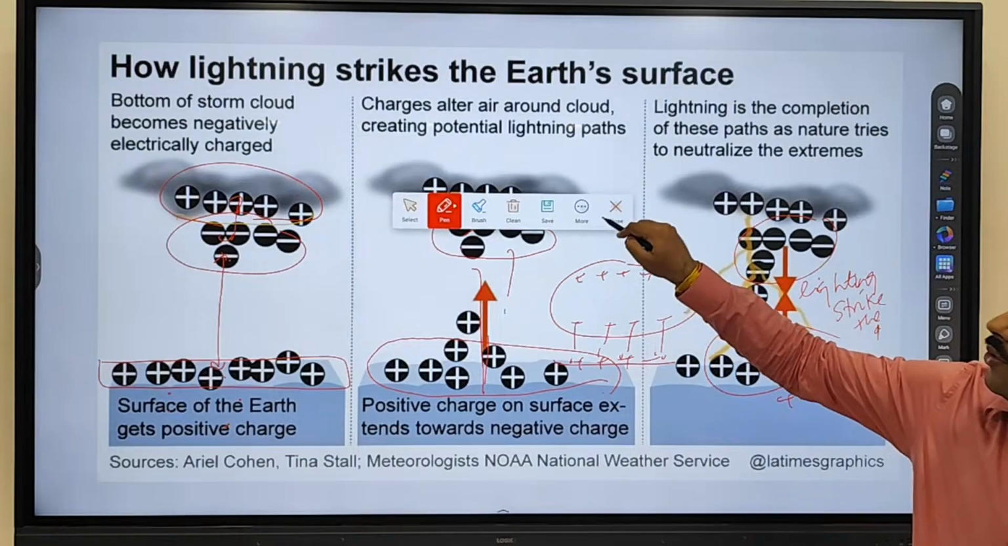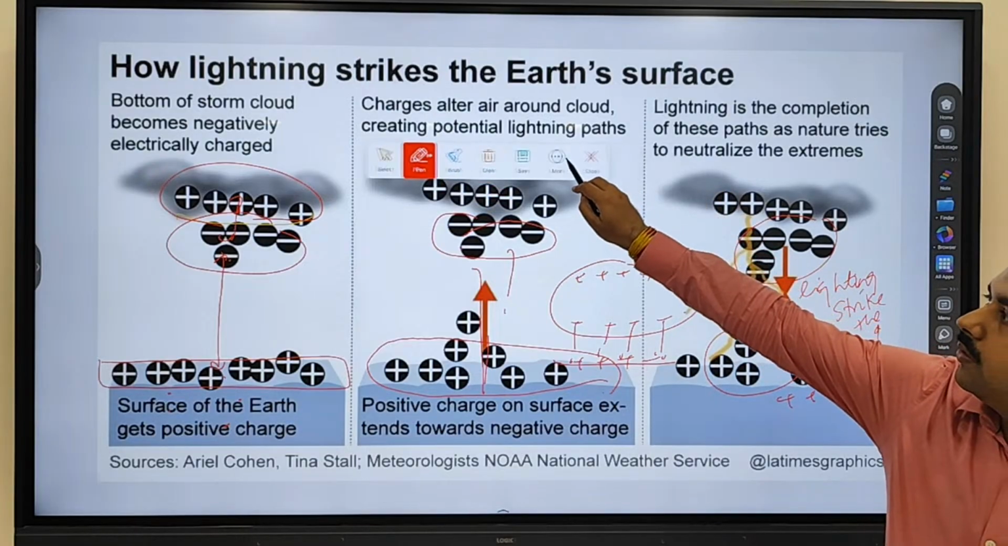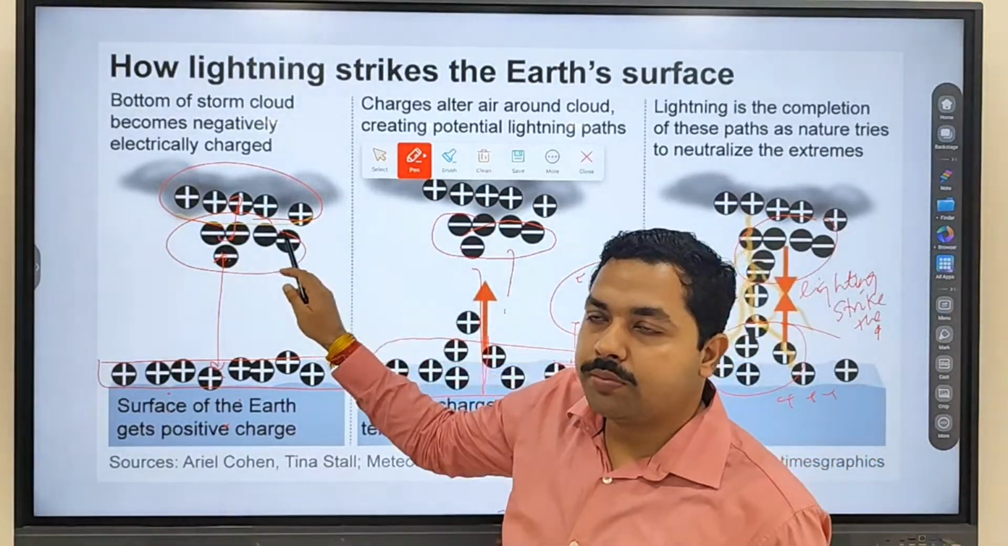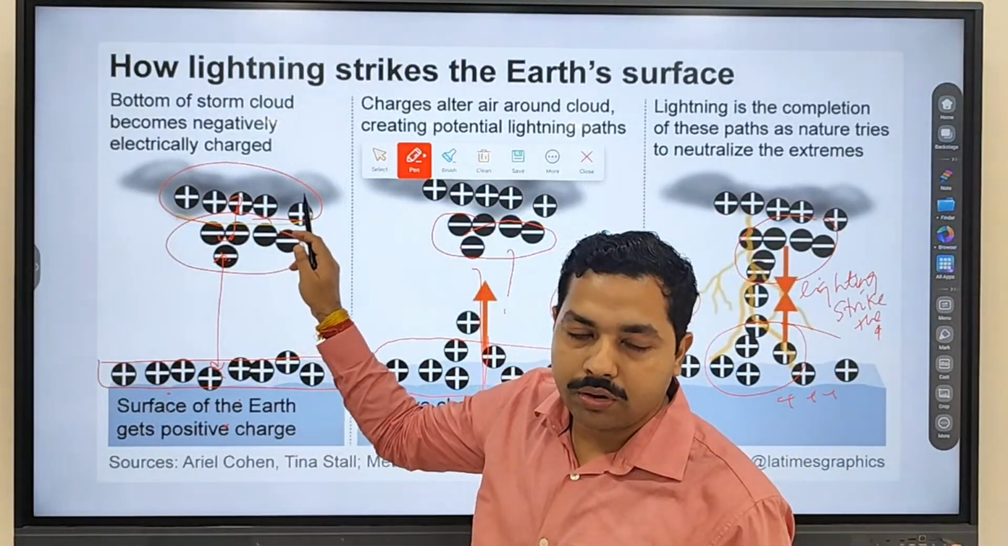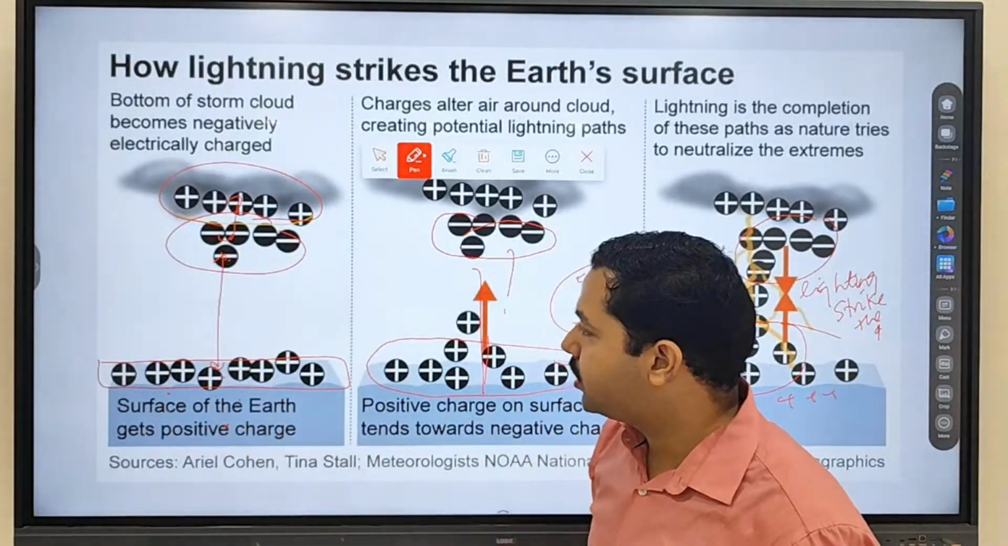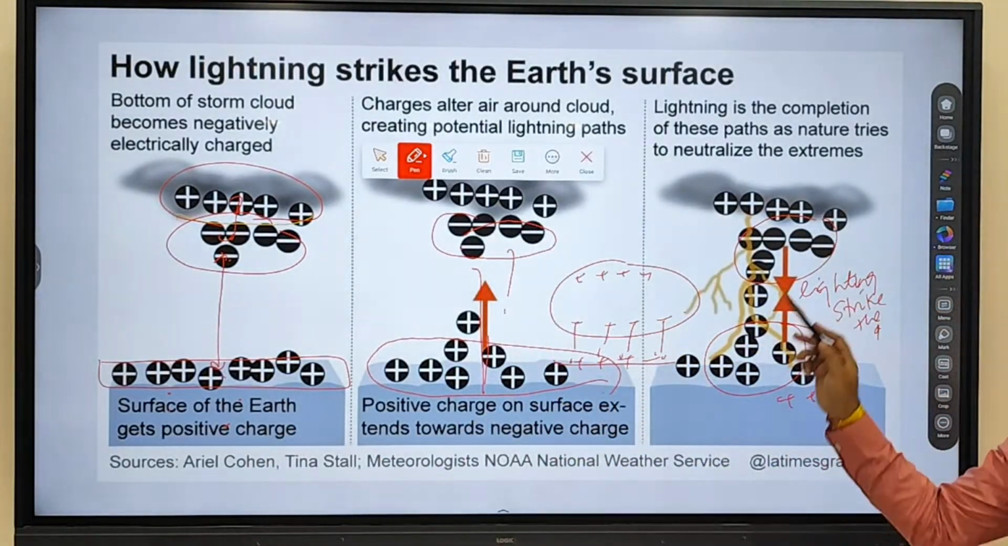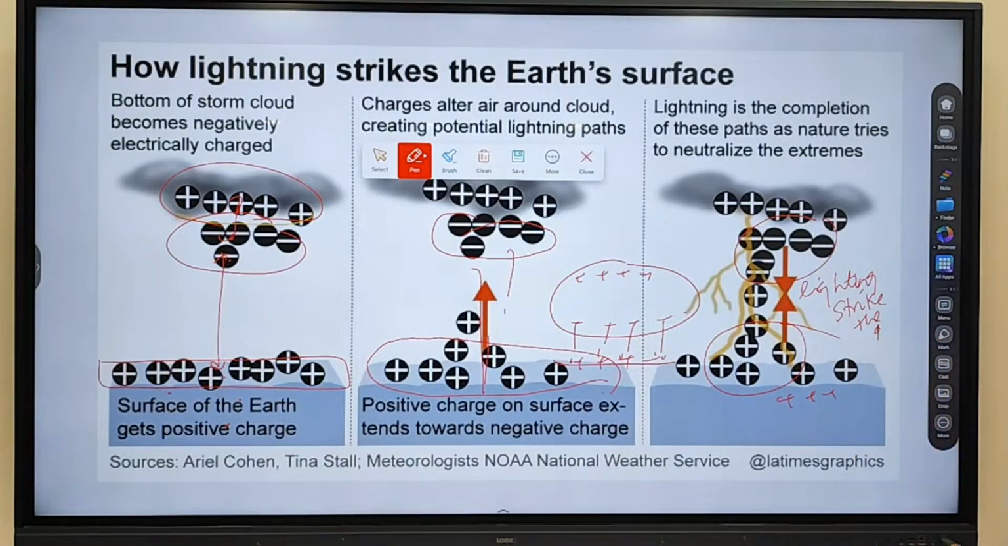So you just make this diagram once. The bottom of the storm cloud becomes negatively charged, the top becomes positively charged, after which what will happen? This attraction will be generated. Because of this attraction, we'll say lightning has struck the earth.